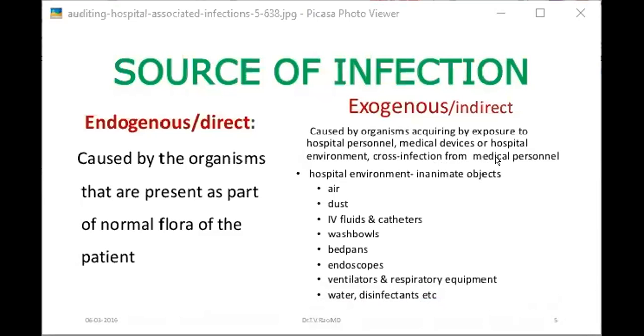It will be especially all those people who work in hospitals, in the hospital environment. Mostly they suffer from exogenous infection because they are always contaminated with those patients. They always deal with the patients. They need to check all these objects that are present: endoscopy, bedpan, wash bowl, ventilators, water, disinfectants, anything. So all those people who work in hospital mostly get infected.